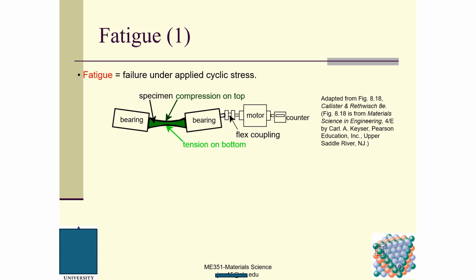So here is the fatigue machine. Here is the specimen, with compression on top and tension on the bottom. This guy is rotating, and there is a flex coupling here. This is the motor, and this is the counter. I can count after how many cycles this specimen breaks.